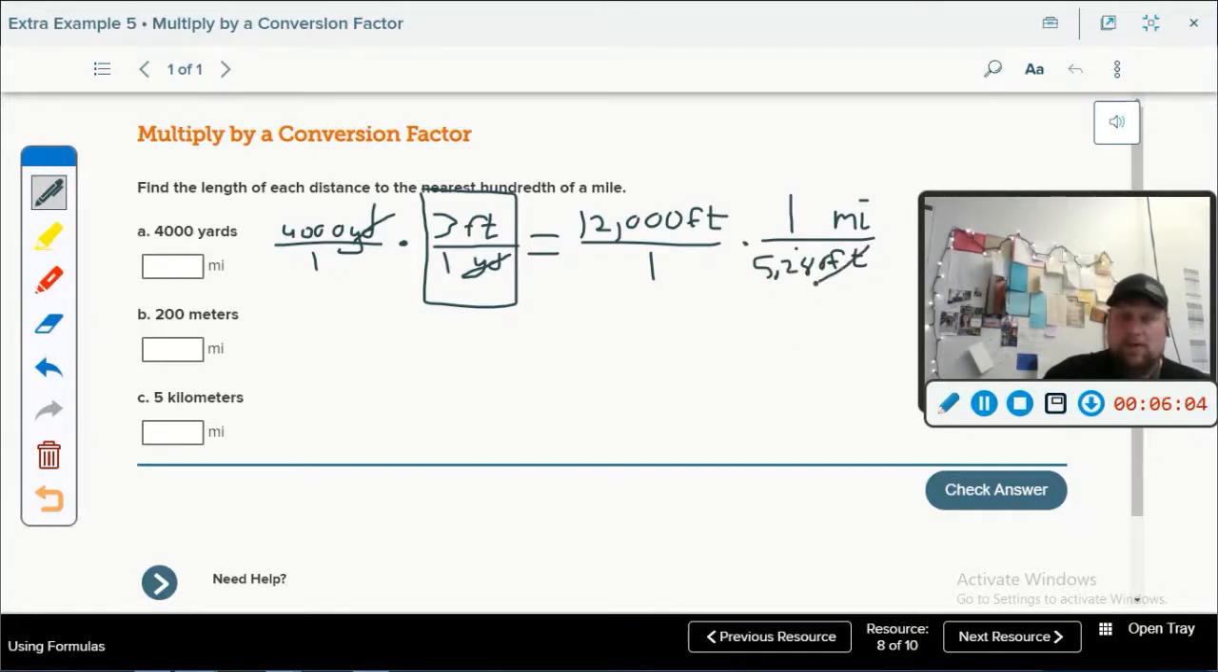So watch. Feet's going to cancel out. When I multiply straight across, I get 12,000 divided by 5,280. And on top, don't forget to put the miles. So let's divide that out. I'm going to use a calculator.